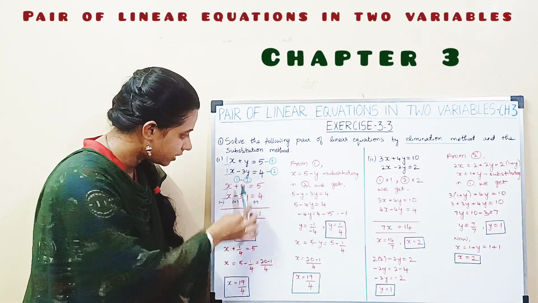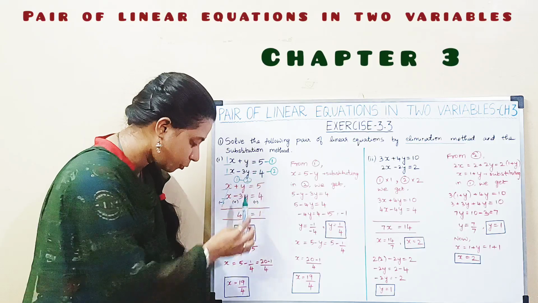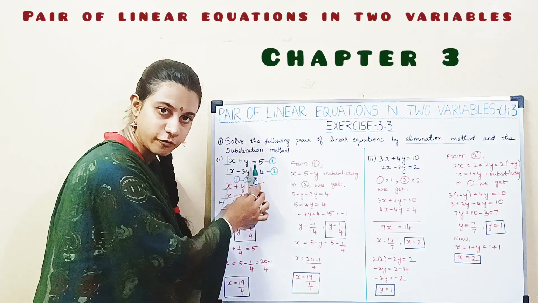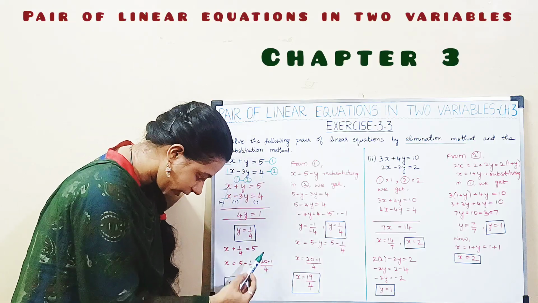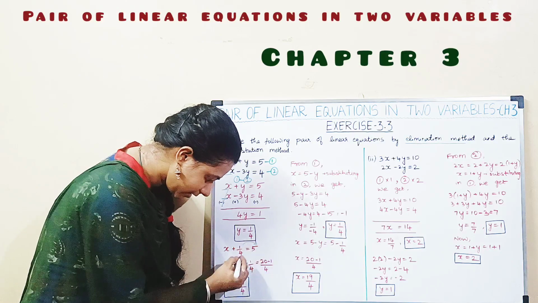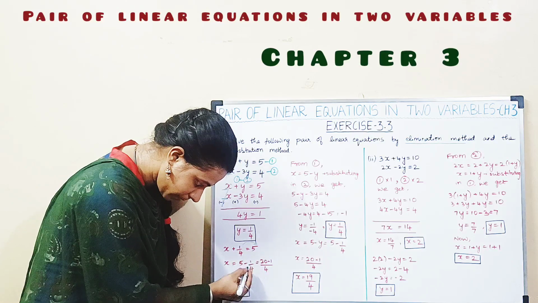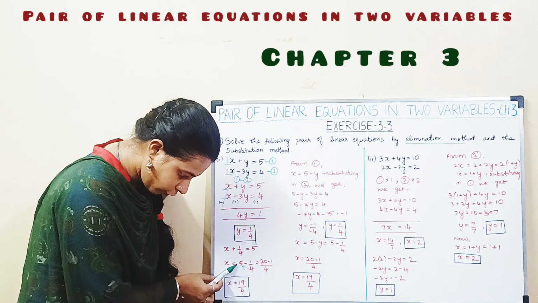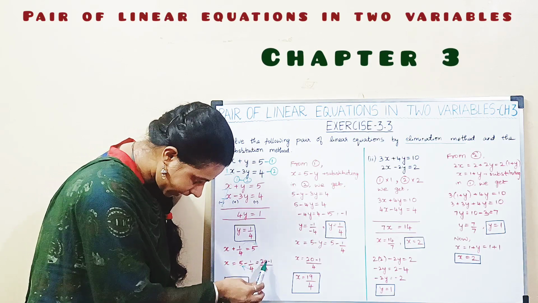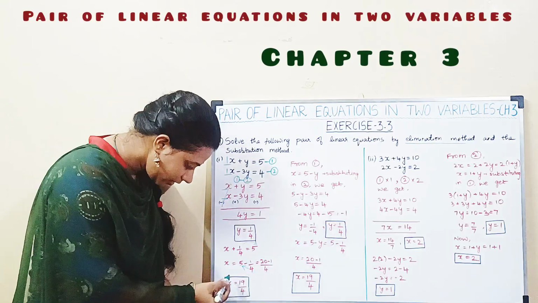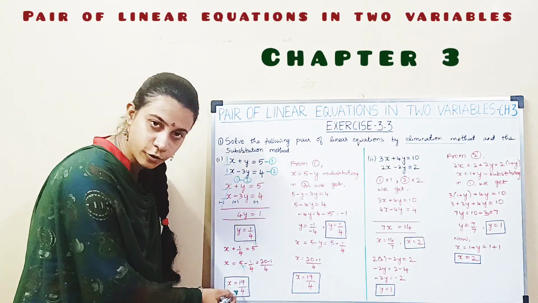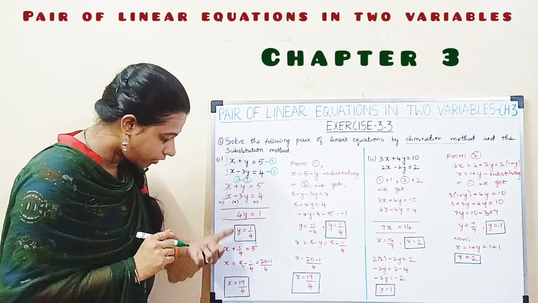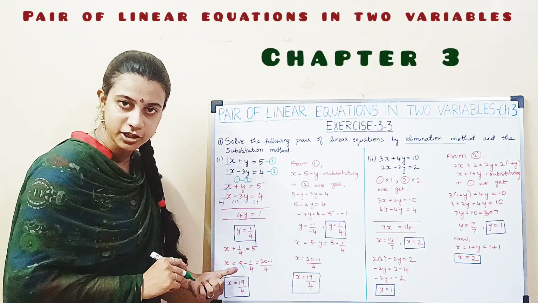Here we are substituting it in the first equation, x plus y equal to 5. So x plus 1 by 4 equal to 5. Taking this 1 by 4 to the other side, we will get x equal to 5 minus 1 by 4. Here we are taking the LCM, so 5 into 4 by 4. So we will get 20 minus 1 by 4, so x equal to 19 by 4. Here we have solved these equations by the elimination method.